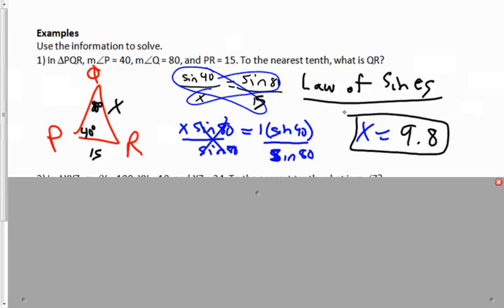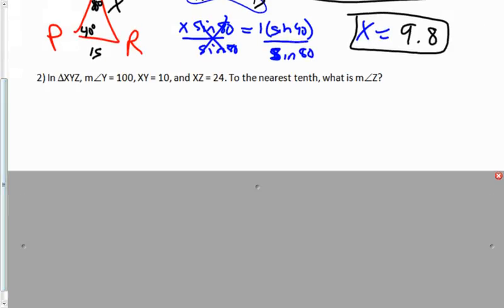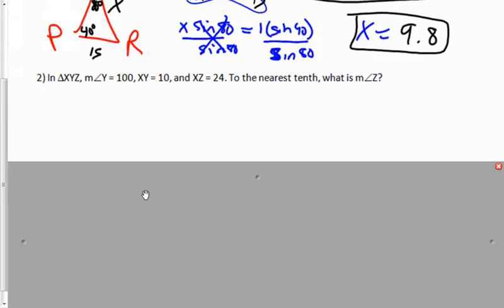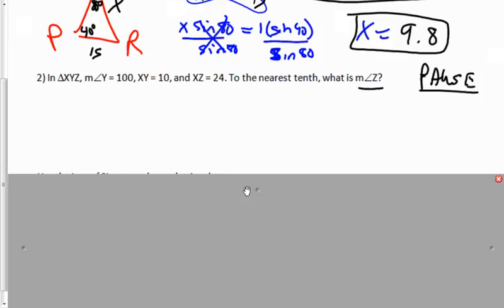All right, so number two here. Why don't you try this one on your own? Label the triangle and use the law of sines. Pause it, and I'll work it through, and you can check in a second. Use the law of sines to try to find the measure of angle Z. You might have to use the inverse sine at some point in this. All right, why don't you pause it and try that one?